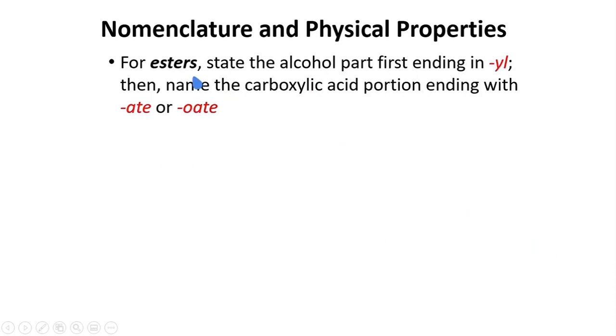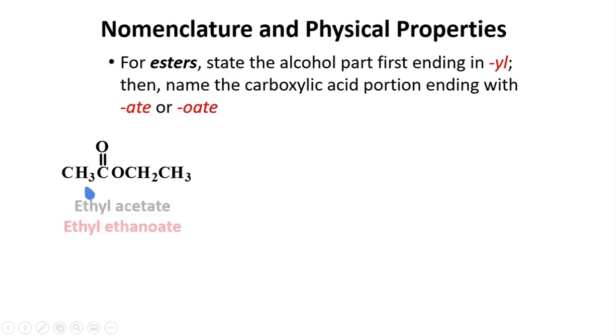For esters, we name them by stating the alcohol part first, ending in -yl, then naming the carboxylic acid portion ending with -ate or -oate. For example, this compound is named by stating this group first, this is ethyl, and then the carboxylic acid part, this is acetate. So the name of this compound is ethyl acetate, or ethyl ethanoate in IUPAC.